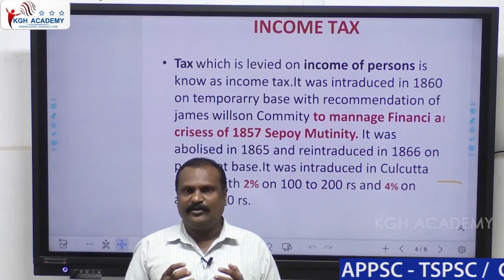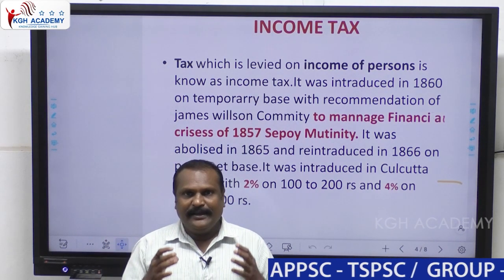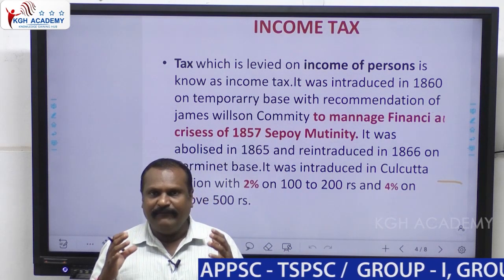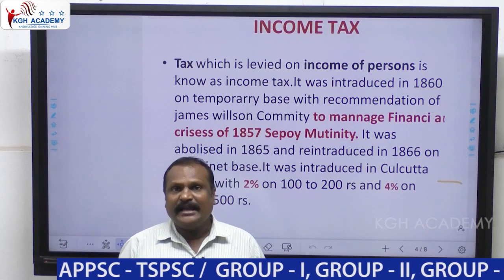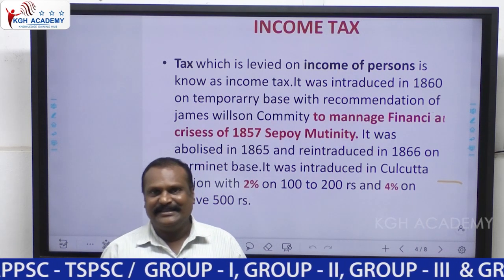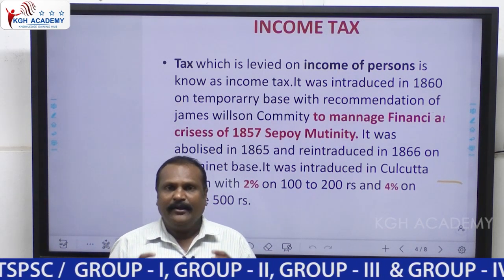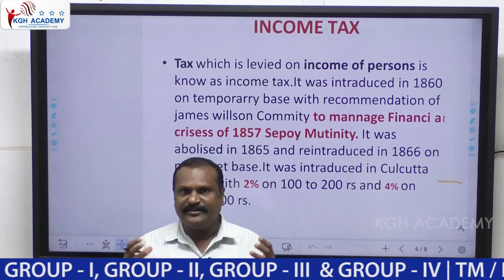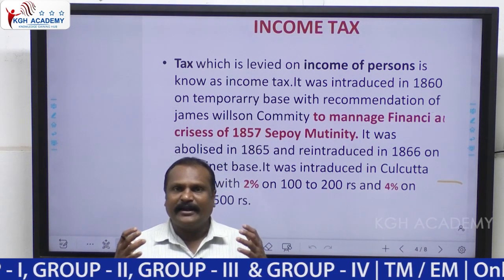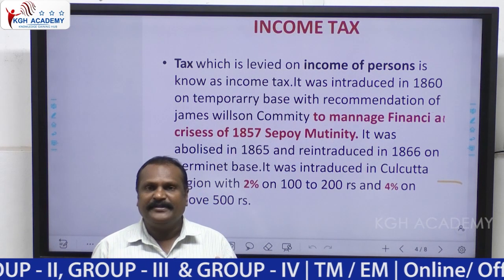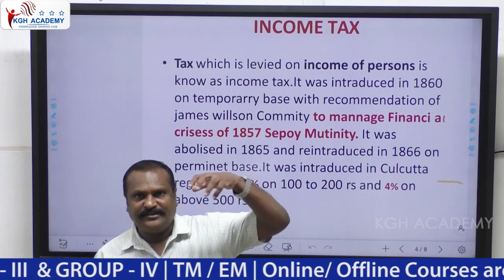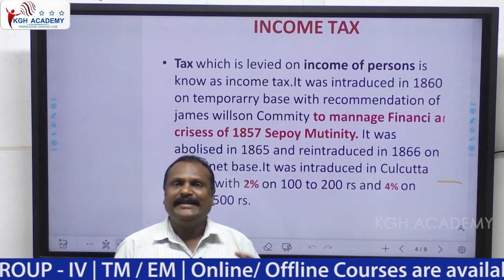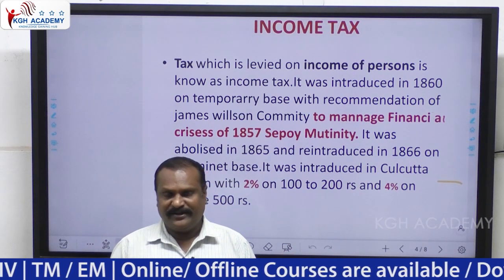Today, we will discuss the income tax in India. Income tax is the tax which is levied by the central government on the income of persons. Income tax was introduced for the first time in 1860 on a temporary basis, with the recommendations of the James Wilson Committee, to manage the financial crisis of the 1857 Sepoy Mutiny. Income tax was introduced in 1860, abolished in 1865, and reintroduced in 1866 on a permanent basis.